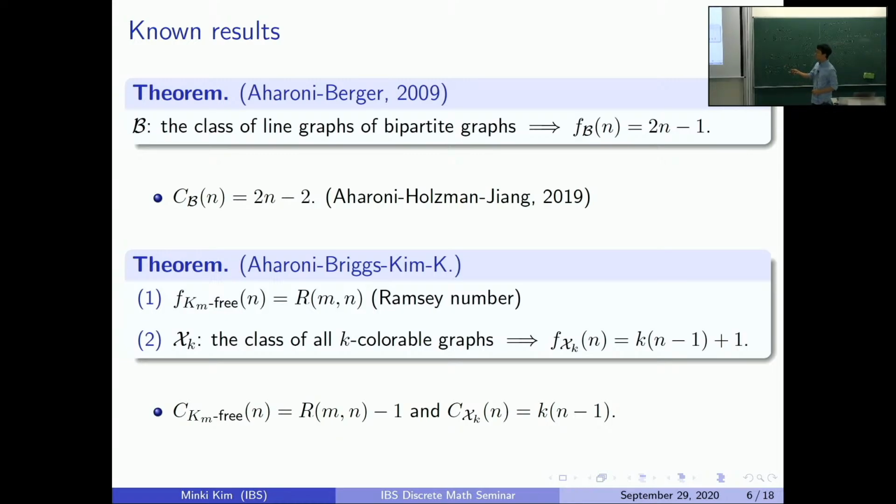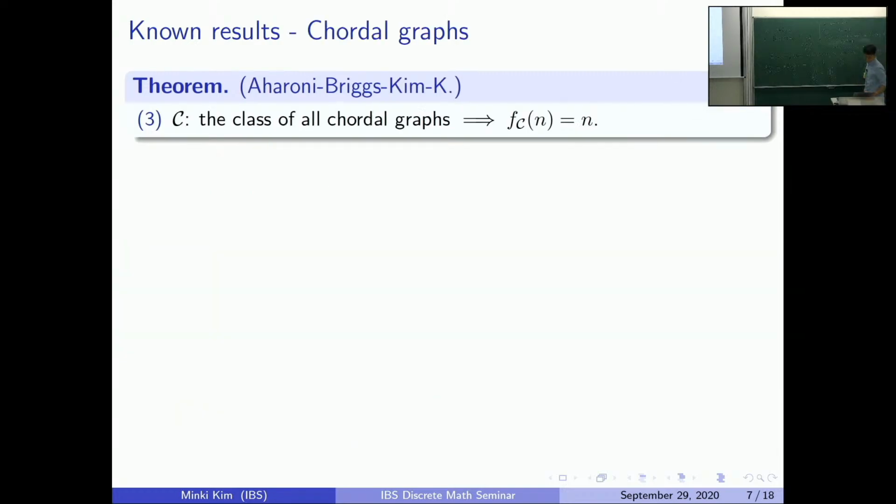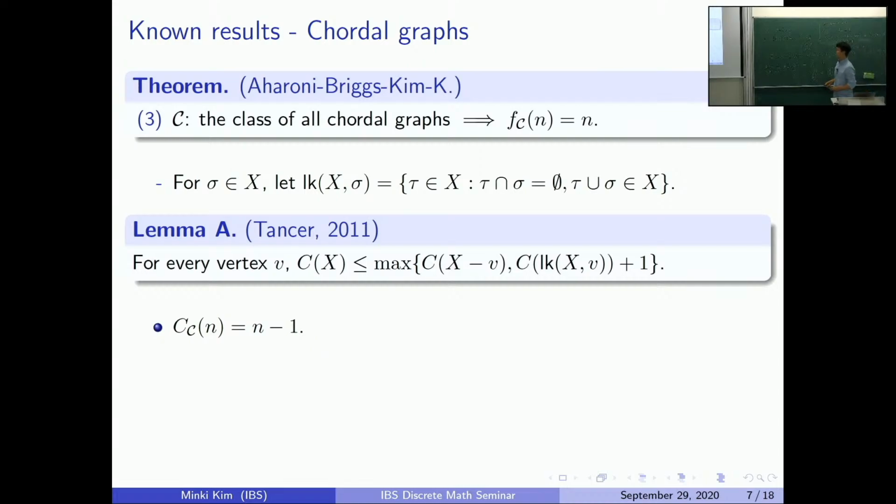For k-collapsible graphs, I will leave it as an exercise for students. So the next one is for chordal graphs. Then F_n equals n. And this is also easy by looking at simplicial vertices in each step and greedily taking the rainbow independent set. But we can also have the collapsibility result, even though it's more complicated.